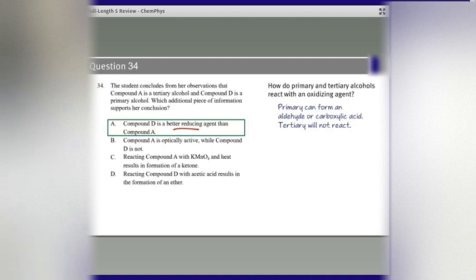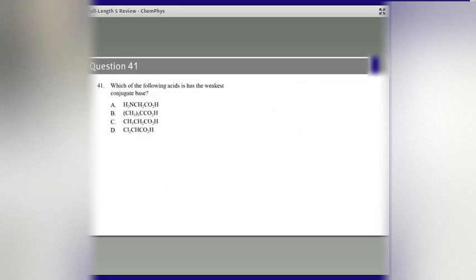Anyone see these questions and kind of shudder because you think to yourself, ugh, I've seen these questions come up time and time again on my practice test, and I miss them every time just because I'm making a silly mistake? Now I know I did the same thing, but when you see a question like 41, which of the following acids has the weakest conjugate base, that's exactly what I want to leave you guys with here tonight.